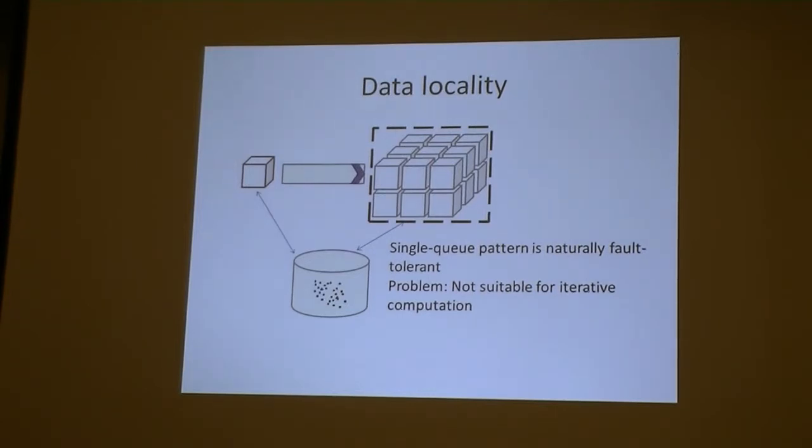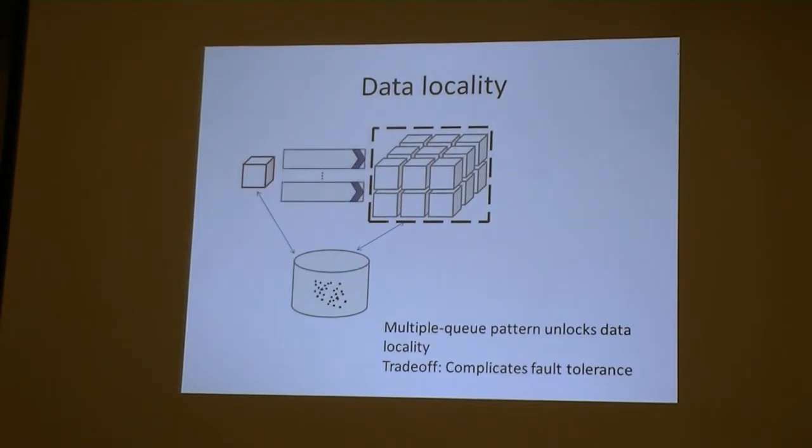So our solution to this is to split this queue up into multiple queues, one per worker, which unlocks data locality. So essentially, the master is able to give each worker an individual task, and to give it the same partition of the input data set every time. But this approach complicates fault tolerance, which I'll show soon.